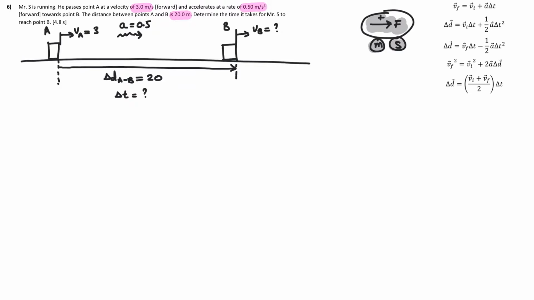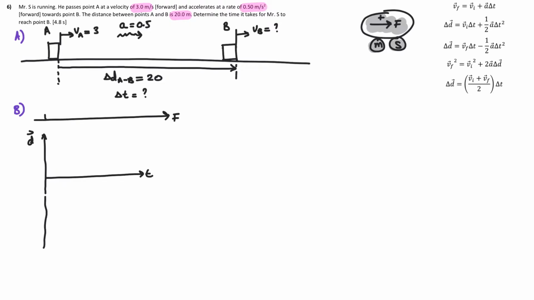Good. Let's do stage B of our question. So this is A, B, and in B we have a motion diagram. We have position time. We have velocity time. And we have acceleration time.